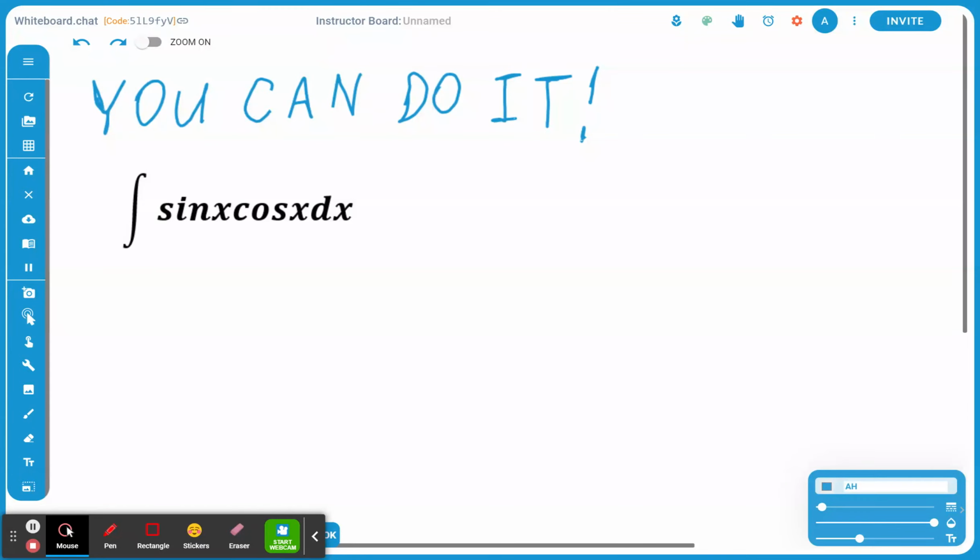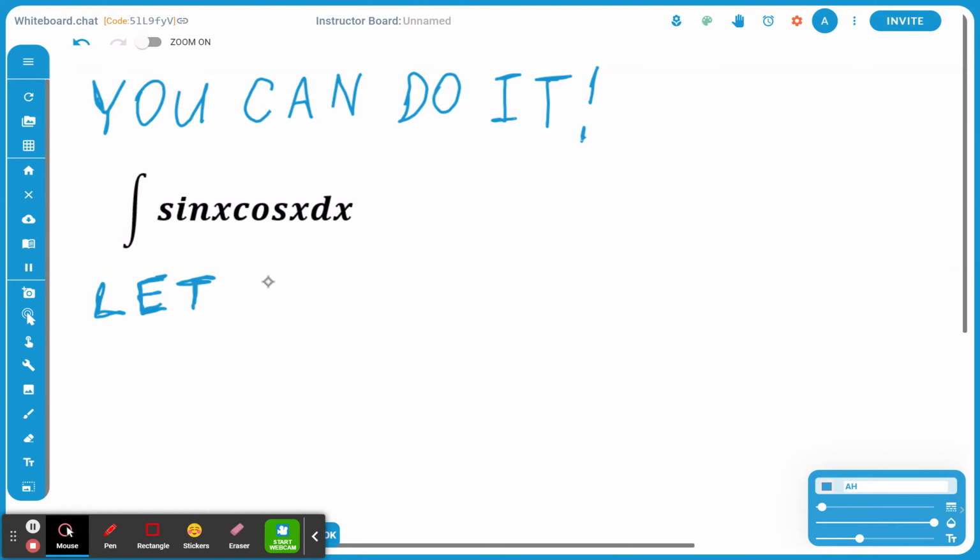Hi everyone, let's take a look at the following example. Find the integration, or find the antiderivative, of sine x times cosine x with respect to x. Step number one: when you think about this specific example, you have to use something called substitution.